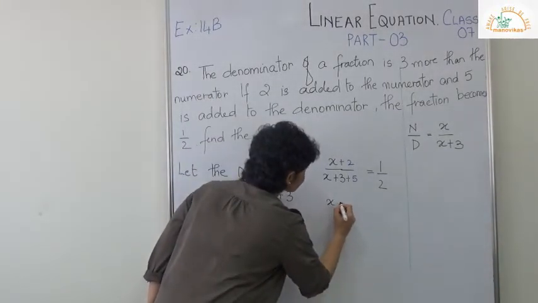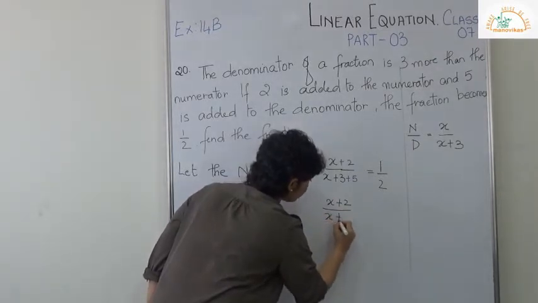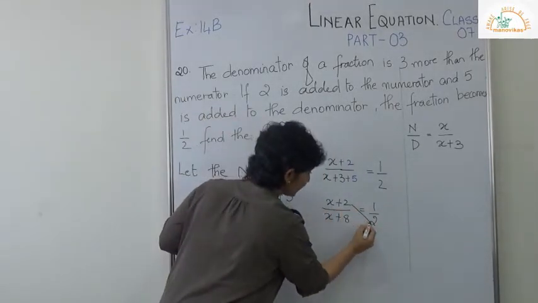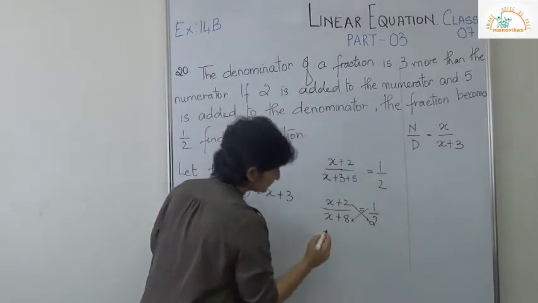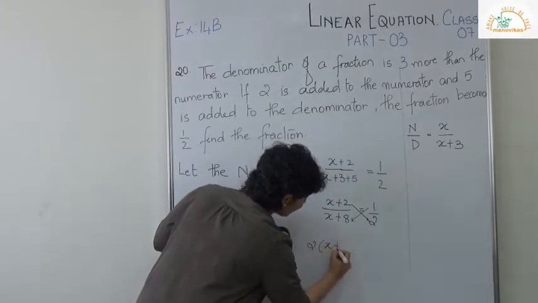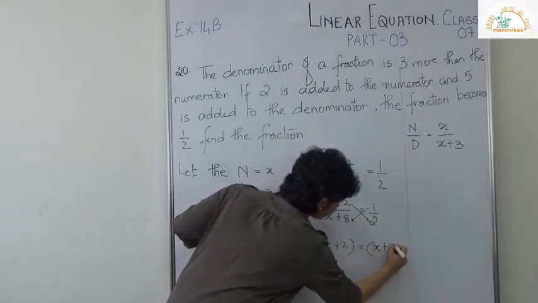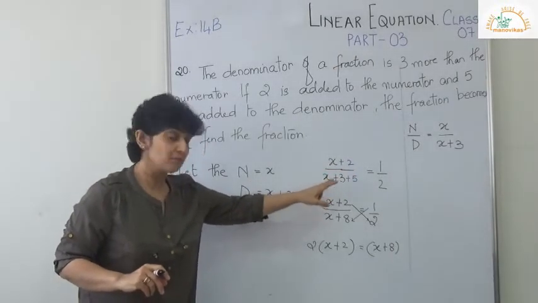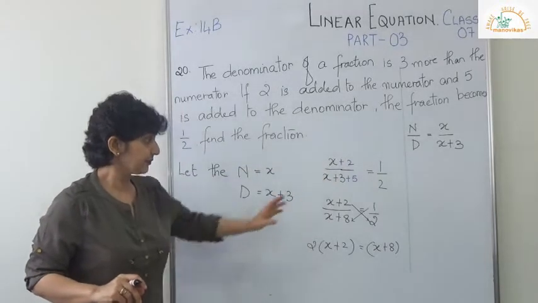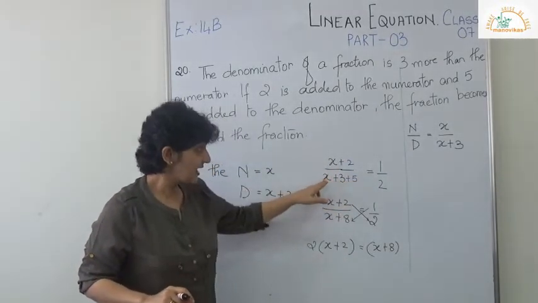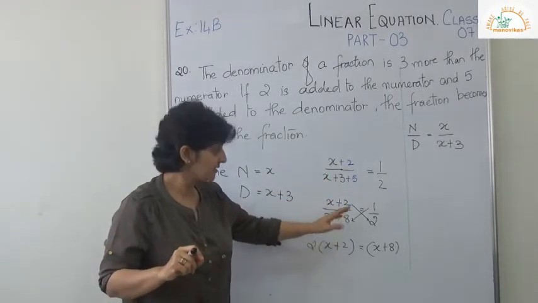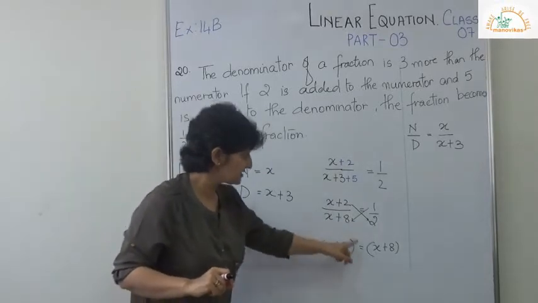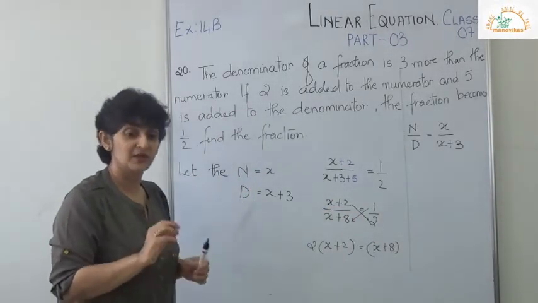Now, what do I get? x plus 2 upon x plus 8 is equal to half. Right? Okay. Now you know your linear equations. Let us cross multiply. So I get 2 into x plus 2 is equal to x plus 8. See it, children, properly. x plus 2 upon x plus 3 plus 5 is equal to half. Now, x plus 3 plus 5 will give me 8. So, cross multiply, children: 2 into x plus 2 is equal to x plus 8 into 1.